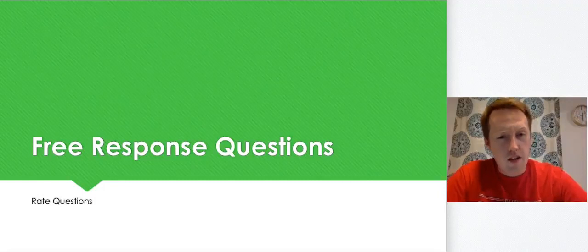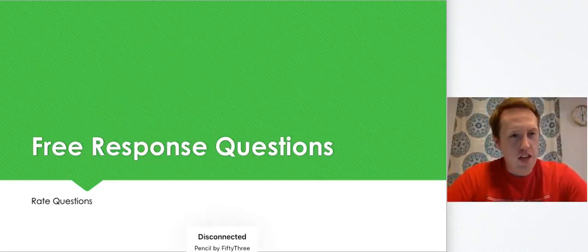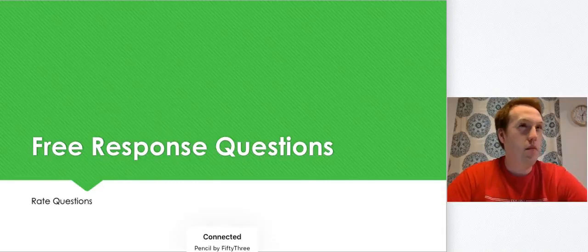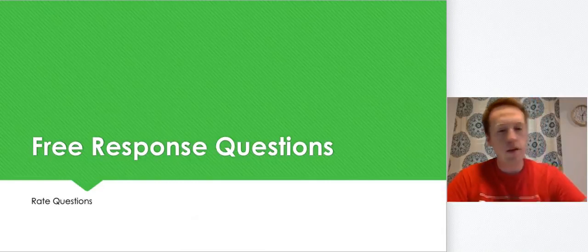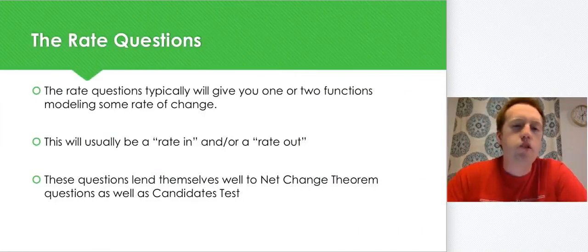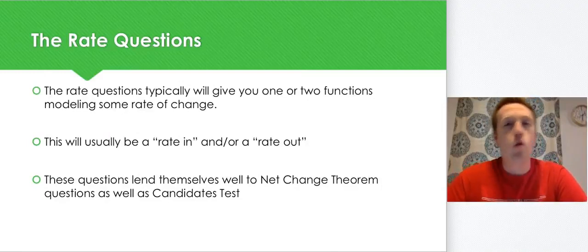All right, in this video I'm going to tell you all about the rate question, one of the 7 FRQ types in Calc AB and one of the 10 in Calc BC. All right, the rate question, what it's typically going to do is give you one function or maybe two functions that's modeling some sort of rate of change. Usually it's going to be a rate in, rate out kind of thing.